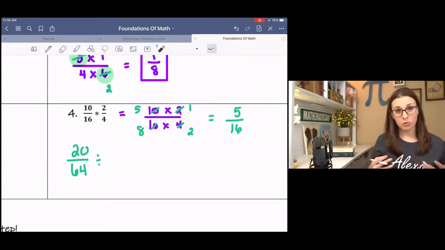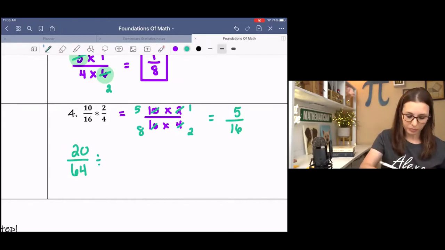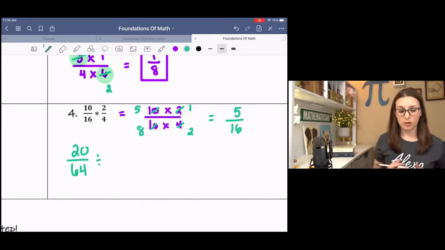Now let's say you didn't reduce first. Let's say you multiplied straight across instead. Then you would get 20/64. 10 times 2 over 16 times 4. This does reduce, and I know that because they're both even. So when I look at this, I see that 20 and 64 are both divisible by 4. So I would start with 4, but maybe you don't see that. Maybe you see, oh, they're both divisible by 2. Then go ahead and do that. Whatever you see, go ahead and do it.